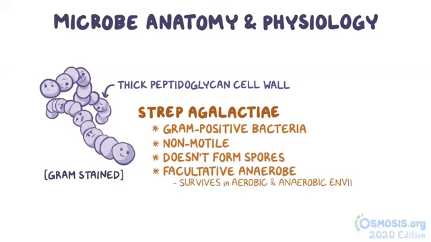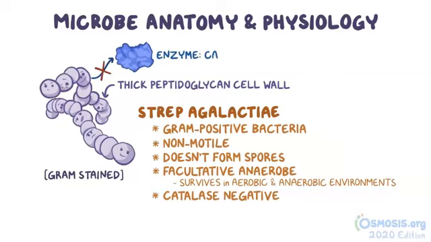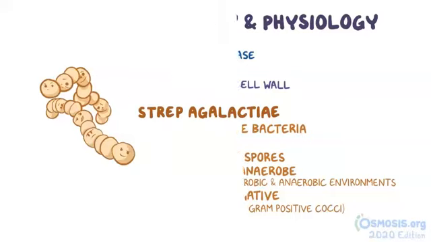aerobic and anaerobic environments. Now, a particular trait of Streptococcus species is that they are catalase negative, meaning that they do not produce an enzyme called catalase. This is unlike other common gram-positive cocci, like Staphylococcus, which are catalase positive.